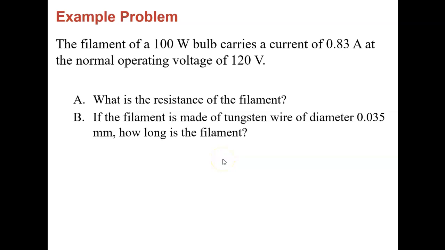So we have this. A filament of a 100-watt light bulb carries a current of 0.83 amps at a normal operating voltage of 120 volts. What's the resistance of the filament? And if the filament is made of tungsten wire of diameter 0.035 millimeters, how long is the filament?